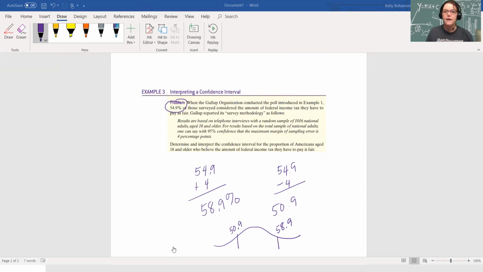So you would say, we are 95% confident that the proportion of voter-aged Americans who believe that the federal income tax that they have to pay is fair is between 50.9% and 58.9%. And that's it. That's your interpretation. That's all you got to say. So that's all for that one.